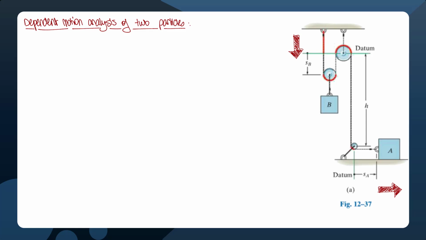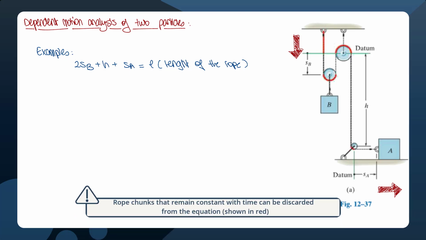Remember, the only constraint we have in a rope and pulley setup is the fact that the cord length is constant. So one can write an expression of the cord length as a function of the position of the different particles. So in this case, by summing the different chunks, one can write that 2SB, which is the two first portions of the rope, plus H plus SA is equal to the total length of the rope, L. Now notice here we've discarded small chunks that are assumed to be constant.